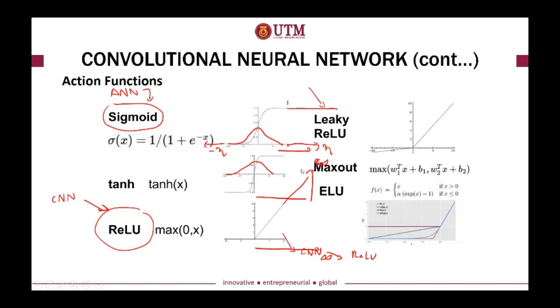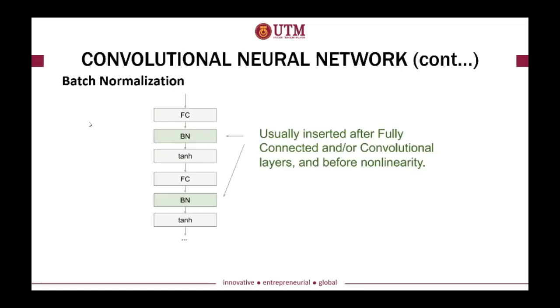ReLU itself has an unbounded output. What is meant by unbounded output? If your input goes to infinity, the output also goes to infinity. But for sigmoid, that does not happen. It is a bounded output, because if x goes to infinity, y still equals 1. So we don't have that issue, and in ANN we don't have to use a normalization.